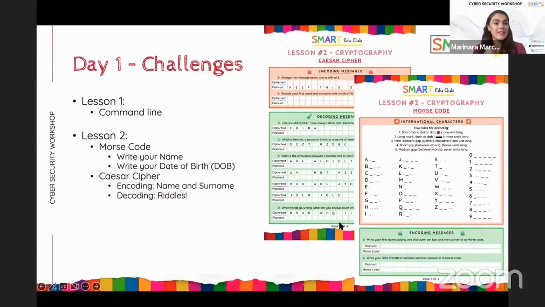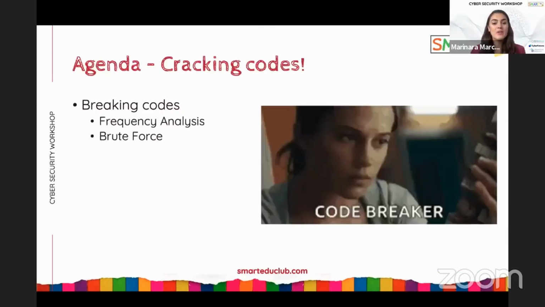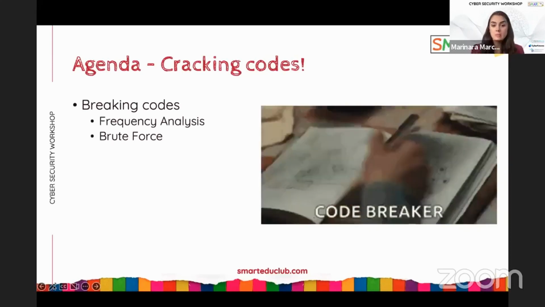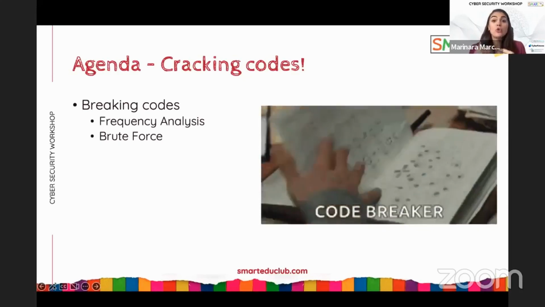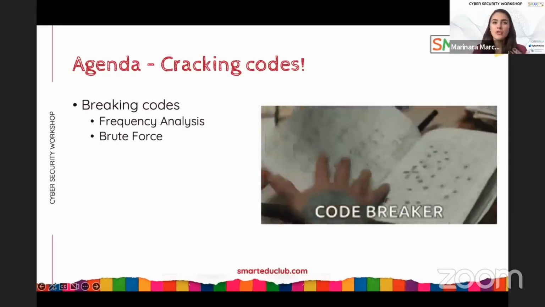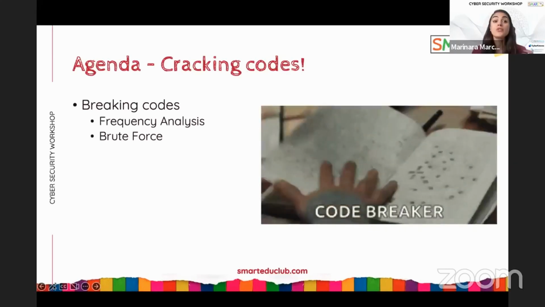So let's start with day 2. Yesterday we learned a lot about command line, the Morse code, Caesar ciphers, and all that. Today the lesson is actually going to be quite fun, right? We are going to be learning about how we can break these codes. So we learned about the Caesar cipher. We're going to be using 2 different methods to decrypt or to break the Caesar cipher. So if you don't have the key, you can still figure out what the message was using these methods.